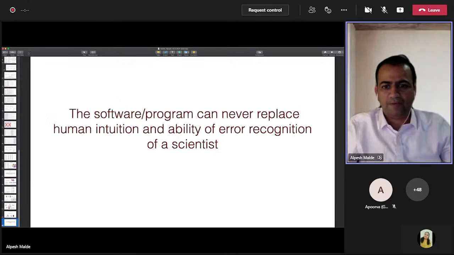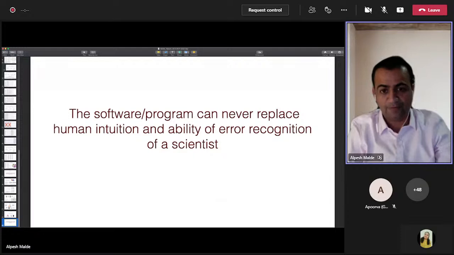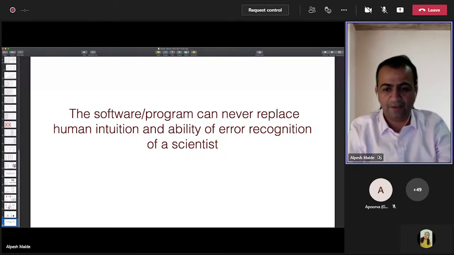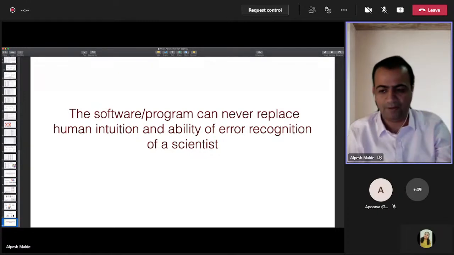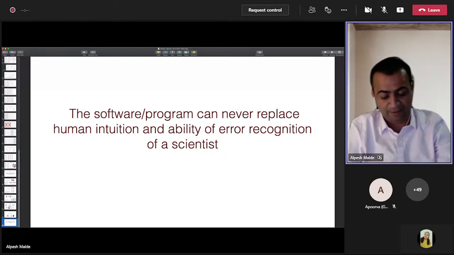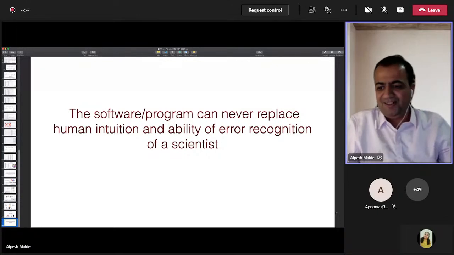And I would like to end my talk with a small statement that, of course, the software and programs can do a lot of things, but they cannot replace the human intuition and the ability of error recognition of a scientist, what I briefly call the scientific intuition, the chemical intuition of the scientist. So nothing is foolproof, neither X-ray structures, nor experimental data, nor the computational model, but they all have to talk to each other with the human intuition and your ability as a scientist. Thank you very much.